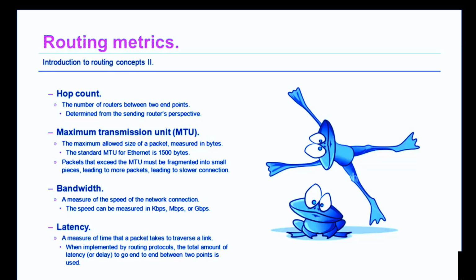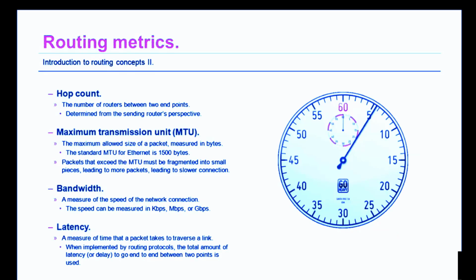The standard MTU for Ethernet is 1500 bytes. Packets that exceed the MTU must be fragmented into smaller pieces, leading to more packets, leading to a slower connection. Bandwidth is another common routing metric. Bandwidth is a measure of the speed of the network connection. The speed is commonly measured in either kilobits per second, megabits per second, or gigabits per second.